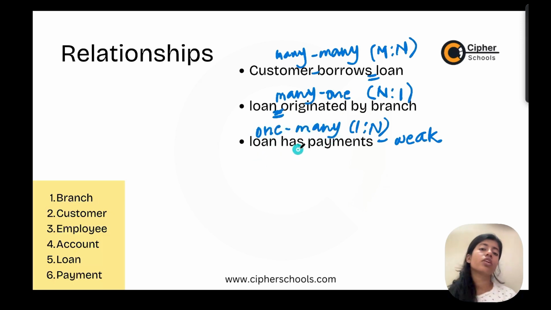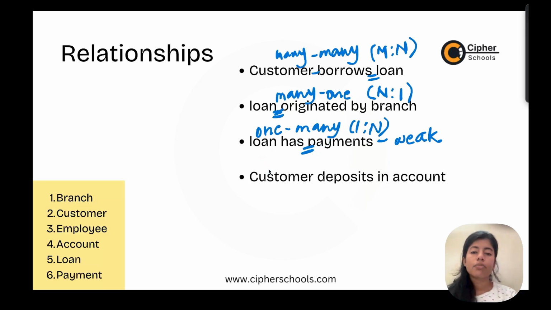And there needs to be total participation from payments, because a payment cannot be randomly made. A payment needs to be made for a particular loan itself, right? You cannot just go and make a payment without any loan. So there needs to be a total participation from the payment side.